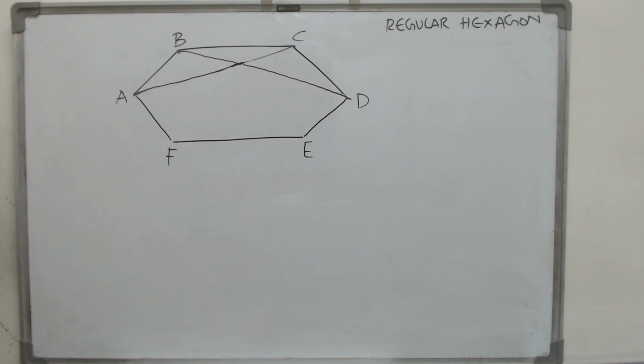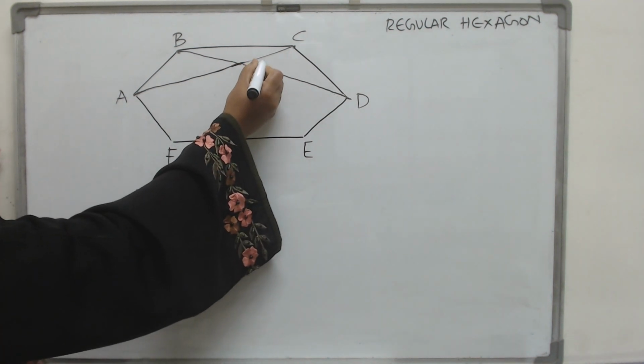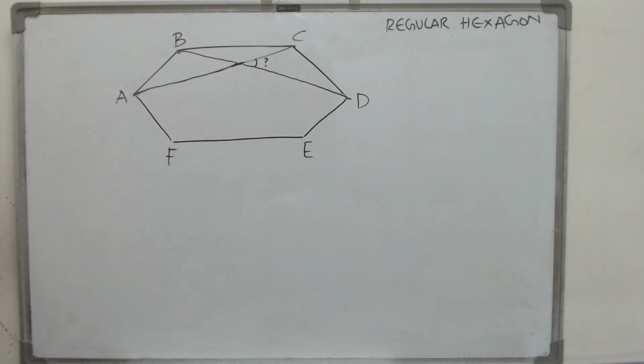Here we have a regular hexagon. What we need to find is the angle made by these two short diagonals. This question illustrates a very important property of short diagonals.